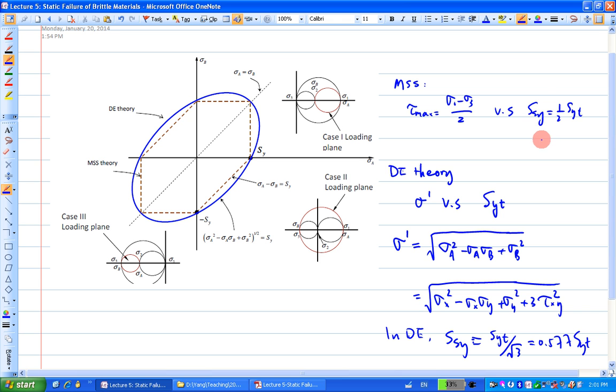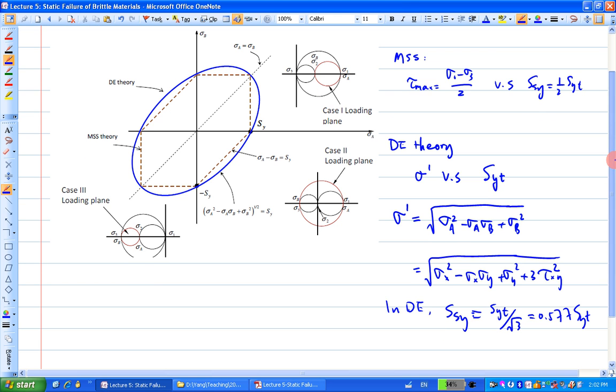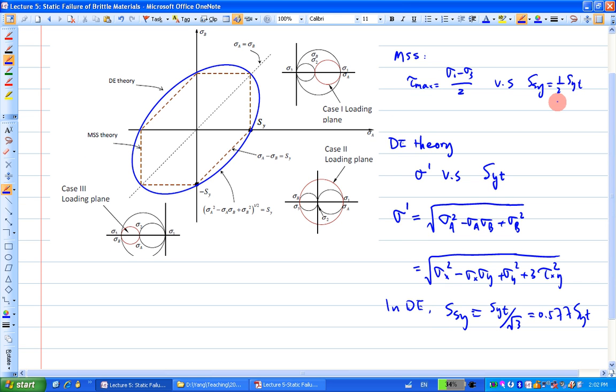Now, in short, when you use maximum shear stress theory, how you determine if you have a safe or a failure is you're comparing the maximum shear stress with the shear strength. The way to calculate the tau max is always based on the principal normal stress in 3D space. So sigma 1 minus sigma 3 over 2. And that's the shear strength used by MSS theory.